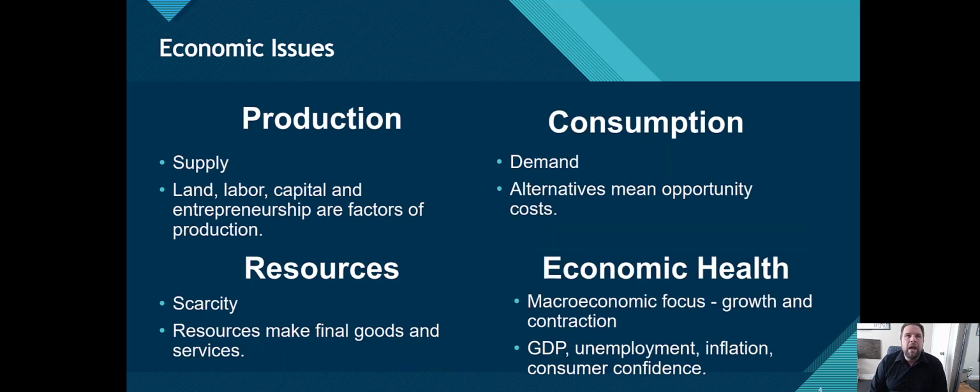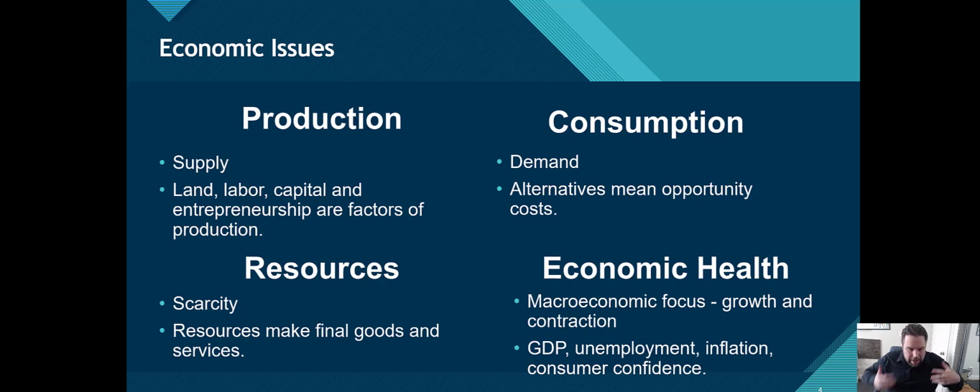Okay? And then another set of things that you need to know in order to really understand economics are the types of issues and the types of topics of concern that make themselves apparent in the discipline. So first and foremost, we have the production function, okay? And that's all about creating and maintaining the supply of the goods and services that are available. That includes land, labor, capital, and entrepreneurship, which are the factors of production.